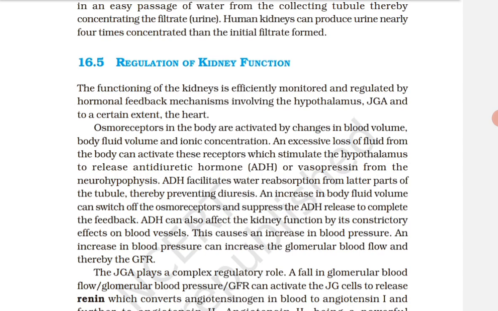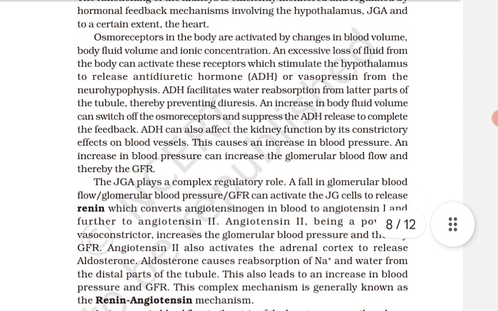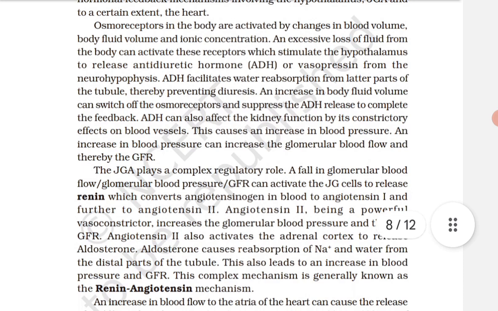Angiotensin second also activates the adrenal cortex to release aldosterone. क्या रिलीज करता है? एल्डोस्टेरोन. कॉर्टेक्स को चेंज करके मेडुला कर सकते हैं तो आपका ढक्कन और डब्बा गुल हो जाएगा. बट करेक्ट है adrenal cortex to release aldosterone. Aldosterone causes reabsorption of sodium and water from the distal parts of the tubules. This also leads to an increase in blood pressure and GFR. This complex mechanism is generally known as renin-angiotensin mechanism.